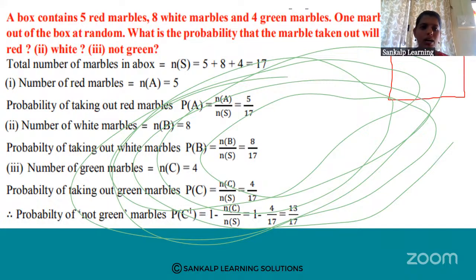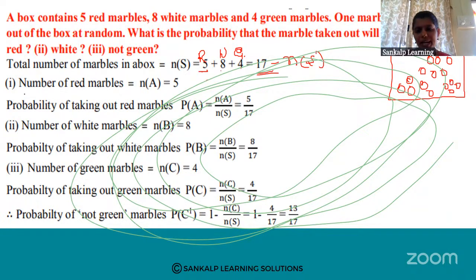In one box, there are 5 red marbles, 8 white marbles, and 4 green marbles. Therefore, the total number of marbles in the box, that is n(S), is 5 red marbles plus 8 white marbles plus 4 green marbles. 5 plus 8 plus 4: 8 plus 4 is 12, and 12 plus 5 is 17. So this is the total number of outcomes, that is n(S).